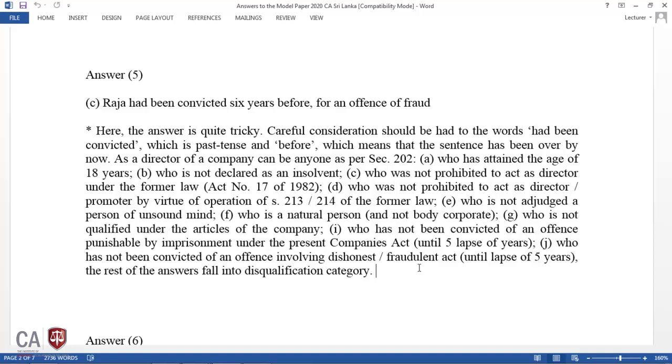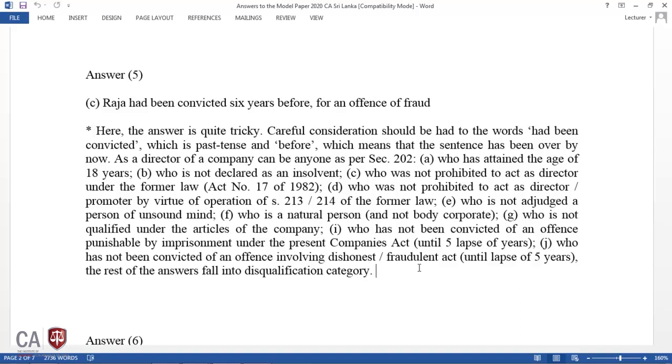Further, it says that one who has not been convicted of an offence punishable by imprisonment under the present Companies Act, but after a lapse of 5 years from the date of such conviction or pronouncing of the sentence, will be eligible. So those who may have been convicted of an offence of imprisonment under the present Companies Act, after 5 years of such conviction, he or she may be eligible to become a director. Then, who has not been convicted of an offence involving a dishonest or fraudulent act, but until the lapse of 5 years.